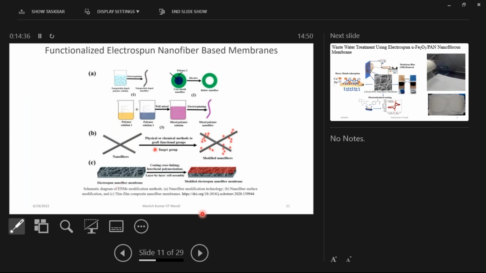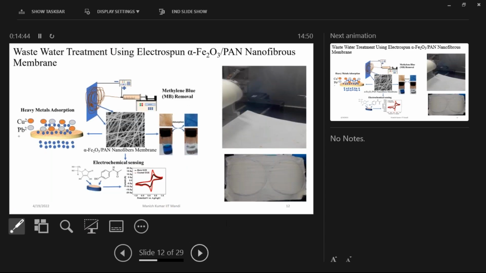So these are some methods by which you can functionalize your nanofibers. Now I have fabricated alpha-Fe2O3 nanofiber membrane using PAN, polyacrylonitrile nanofibers, and we added alpha-Fe2O3 into it. During electrospinning itself, we have functionalized it, and in the same image you can see very fine nanofibers, almost 100 to 300 nanometers in diameter.